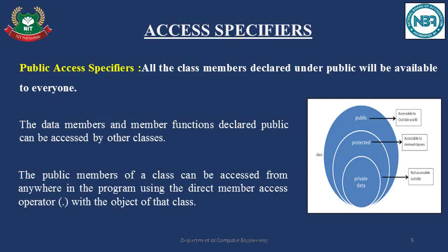Now what this means, as we have seen, is that the private access specifier is accessible within its own class, but if we define any data member or member function as public, then it can be accessed by the class in which it has been defined and also by other classes; that is, it will be public to everyone.